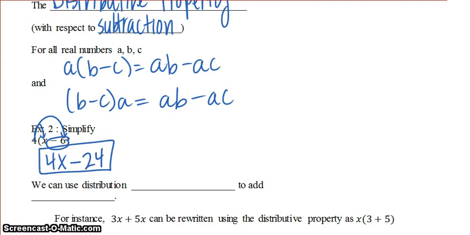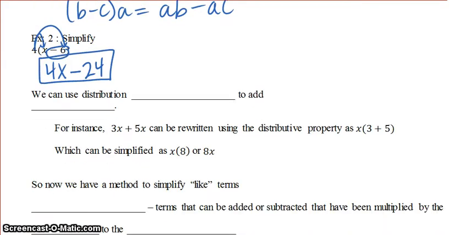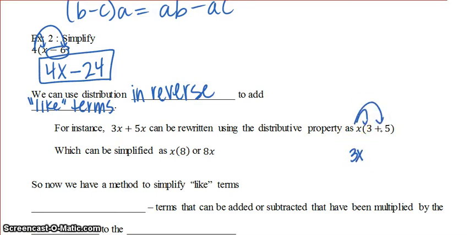Now, we can use the distribution in reverse to add like terms. I'm going to put like terms in there because that's what we call it. So if you look at this, for instance, 3x plus 5x can be rewritten using the distributive property as x times (3 plus 5), because we know if we multiply it like this, we can write it in any order. We can write x times 3, or we can write it as 3x, and that would be plus 5x, okay? So it's the same thing. But once we have this, we know that we could actually simplify the 3 plus 5 to be 8. We would never write it like that. We would always write it as 8x, but there you have it.